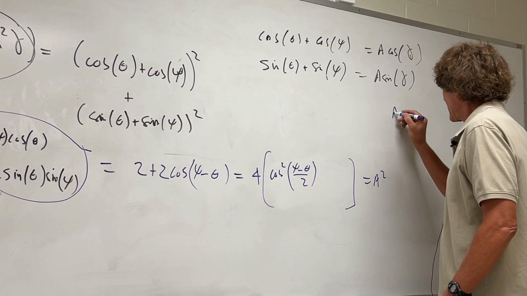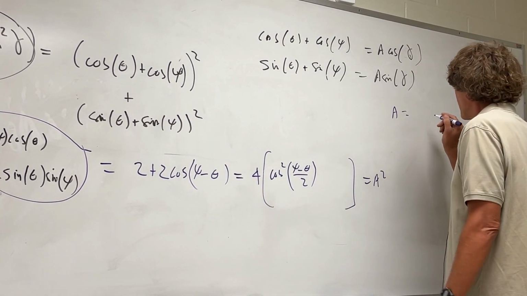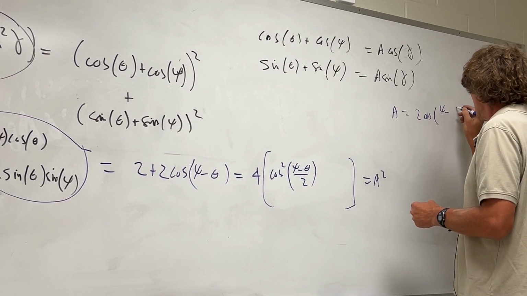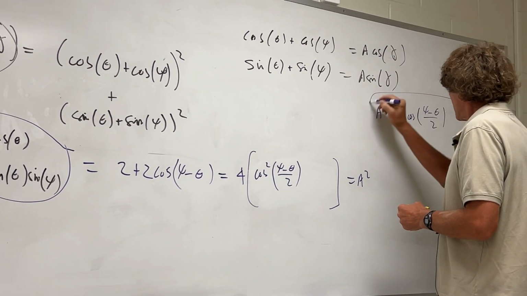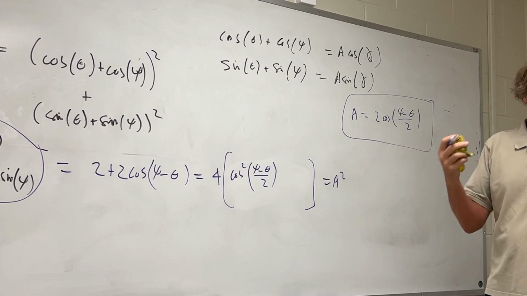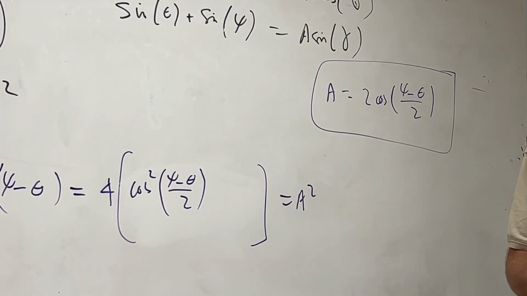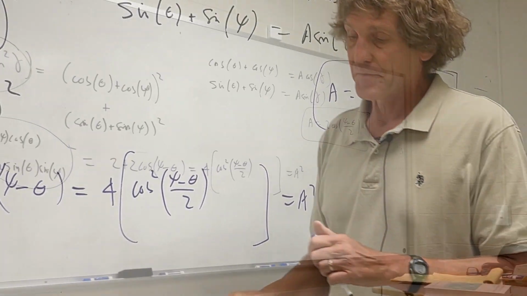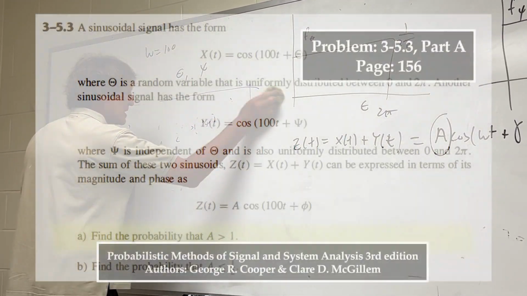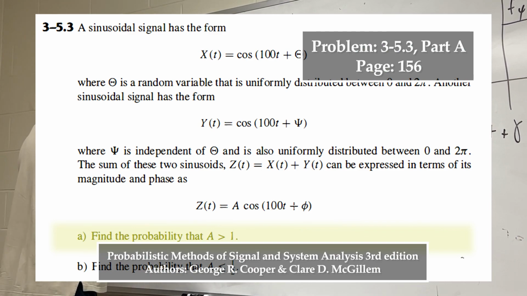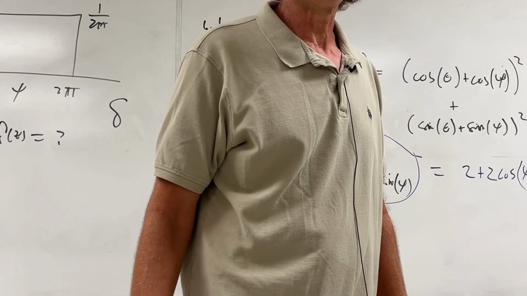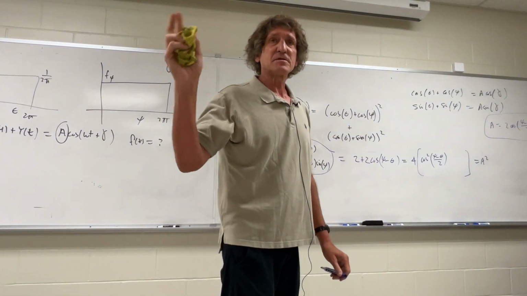And that means a is the square root of that. Square root of 4 is 2 cosine of, and now we get psi minus theta over 2. I hope this clears up anything I did wrong. Y'all with me? So that's how he comes up with this little trick. Now, after that, we have to go and get, that's the value of A. And he asked for the probability of A being greater than, or 1 or something like that. But here's the deal now.